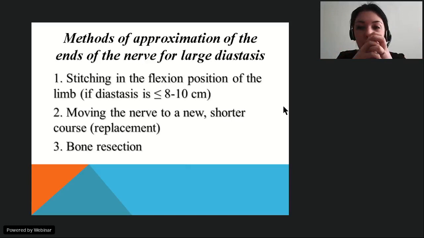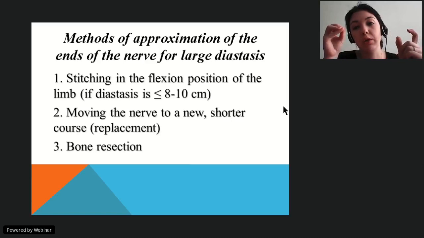Then we can move the nerve to a new shorter course, a replacement. It is also possible. For example, some nerves we know do not have a straight course, like the radial nerve, which goes along a spiral in the upper arm. There are other nerves which do not run very straight, and we can change the course a little bit to save a few centimeters.